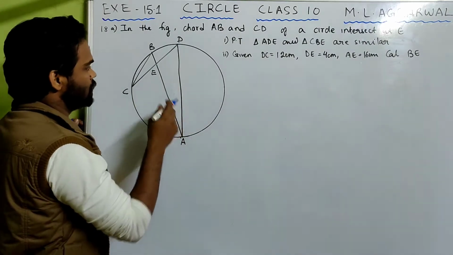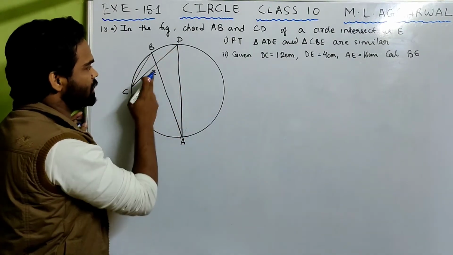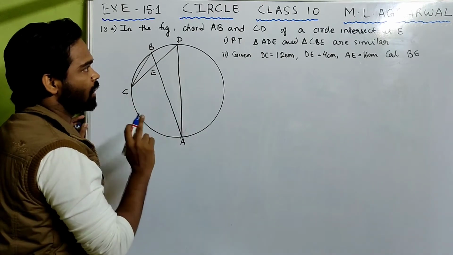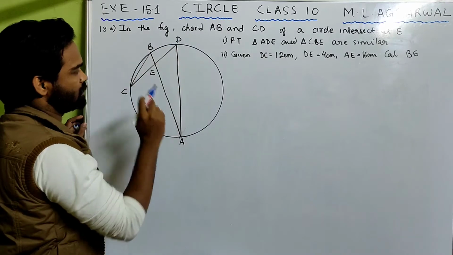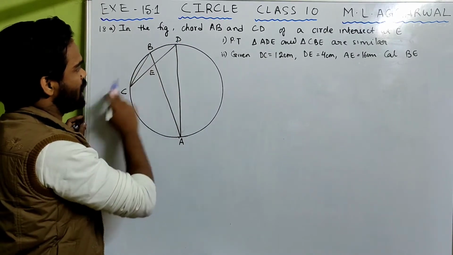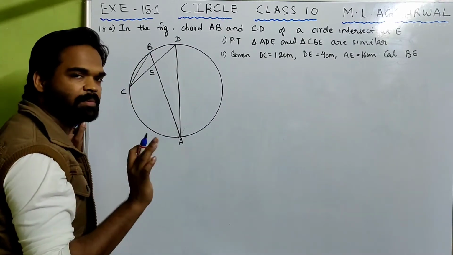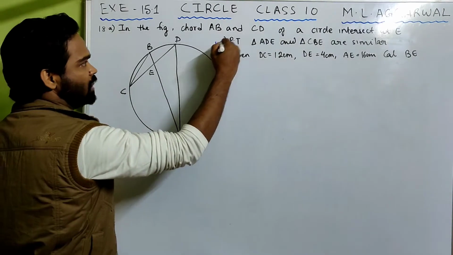In this figure, chord AB and CD intersect at E. Number 1, prove that triangle ADE and CBE are similar. Very easy. First I'll do this part.